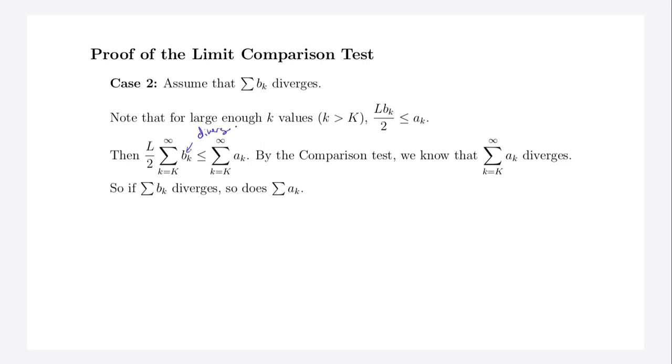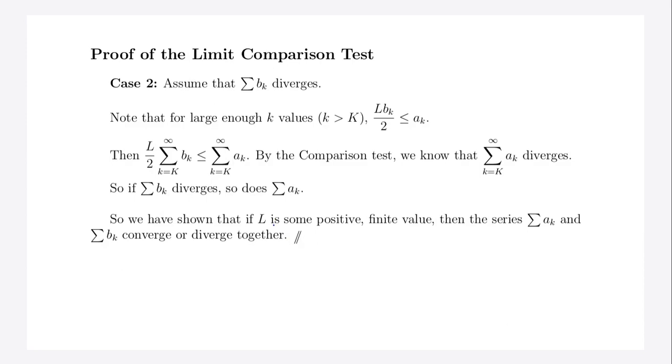There we go. And so our series is bigger than a divergent series, so it also diverges. If the tail of our series diverges, then so does this one. So what we've shown is that if L is just a positive finite value, then these two series converge or diverge together.